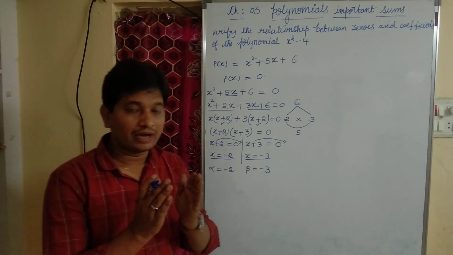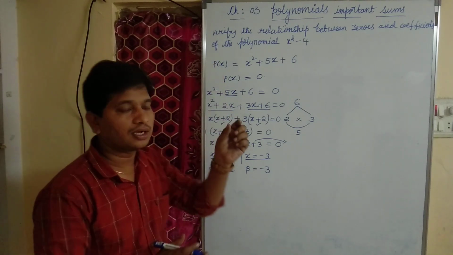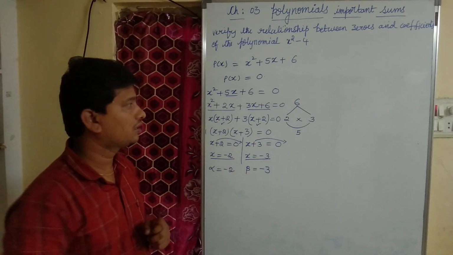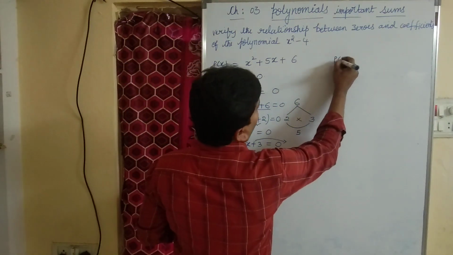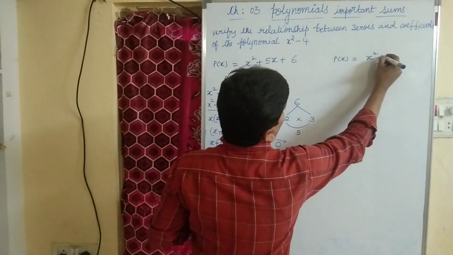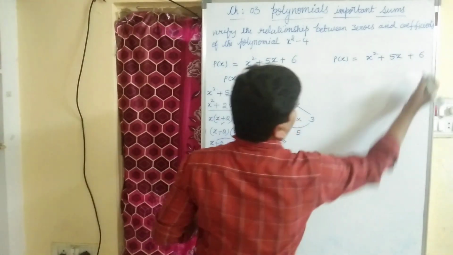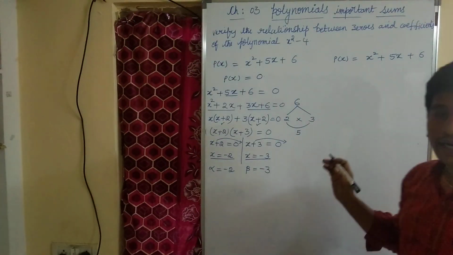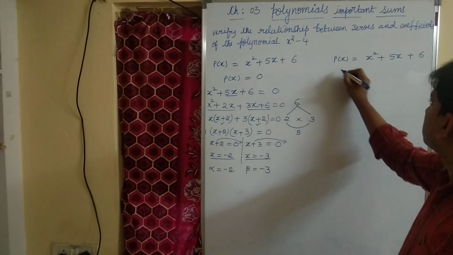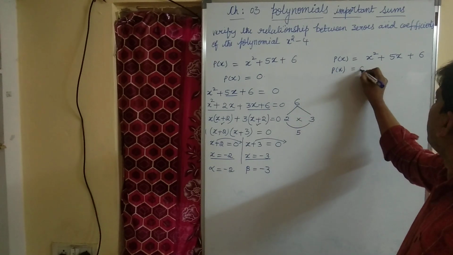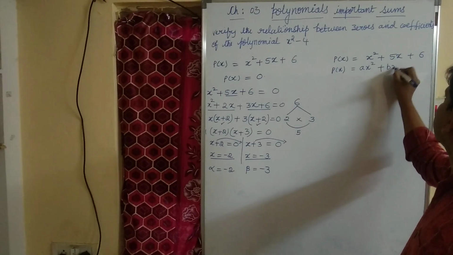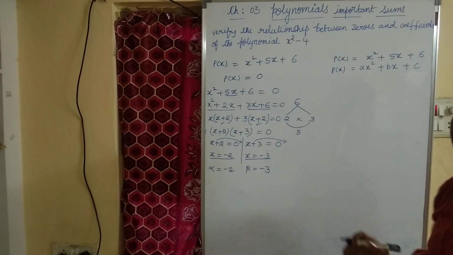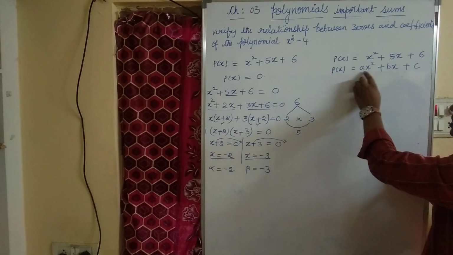Okay. Now our condition is verify relationship between zeros and coefficient of the polynomial. So what is our polynomial? Our polynomial is p of x is equal to x square plus 5x plus 6, which is a quadratic polynomial. As we know that general form of the quadratic polynomial is ax square plus bx plus c. That is the standard form of the quadratic polynomial. Here a is coefficient of x square.